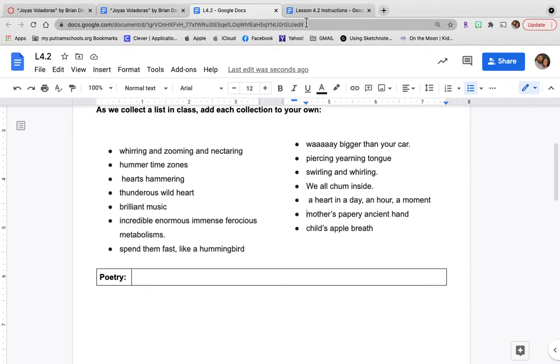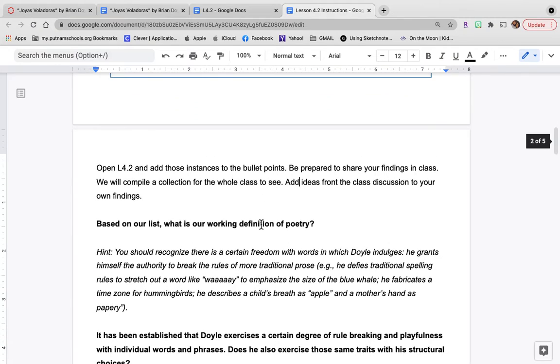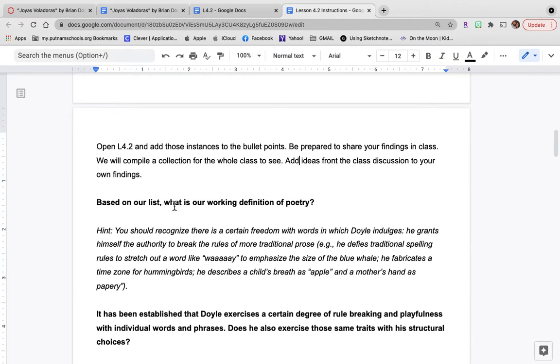So I'm going to go back to 4.2 to give yourself some hints. All right. So based on our list, what is our working definition of poetry? And I know we pulled this list from an essay, but these are his poetic languages, his poetic license. When he used these words, he wasn't trying to be constrained to an essay and write some very informative piece. So here's your hint. You should recognize that there's a certain freedom with words in which Doyle indulges. He grants himself the authority to break the rules of more traditional prose.